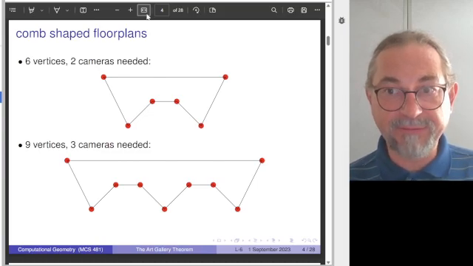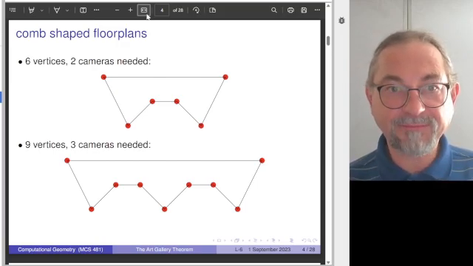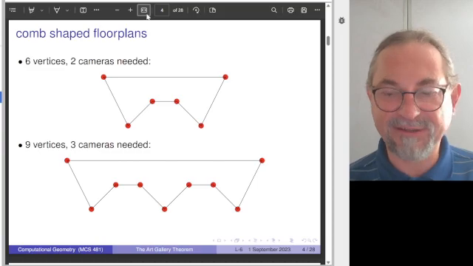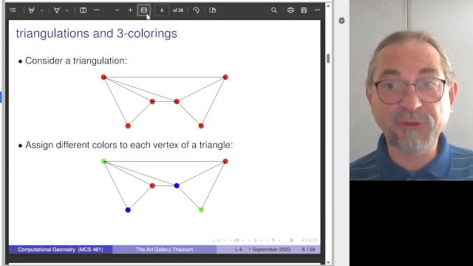Let's look at these floor plans first, and let's try to solve it. If the room is just a triangle, so 3 vertices, 3 divided by 3 is 1, so 1 camera is needed. Fine. I should actually have said this as the first case. These are more special cases. How do you solve this?